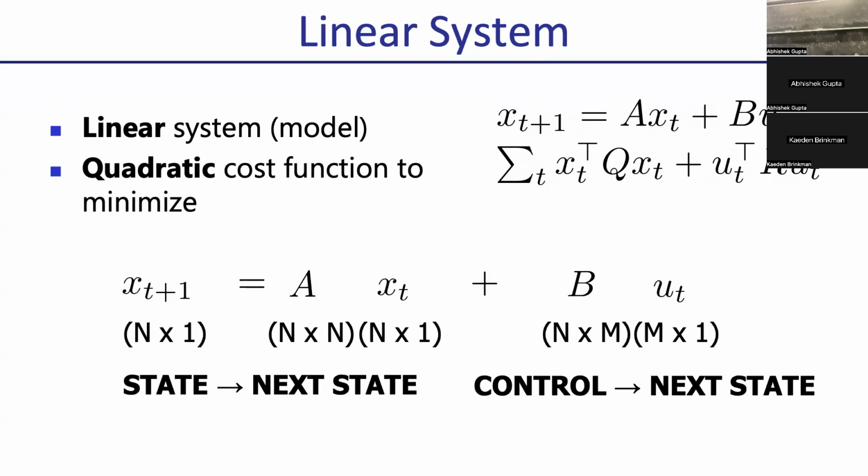Right? And so, go ahead. So, why is B n by m? Oh, because your actions might be different dimensions than your states, right? Like imagine that you had an arm where you can only control 2 joints. So your actions and your states are not always the same. Okay, so m is for actions, n is for states, this is your linear system.